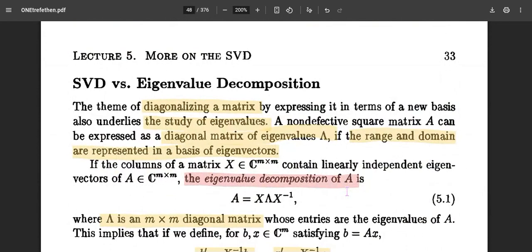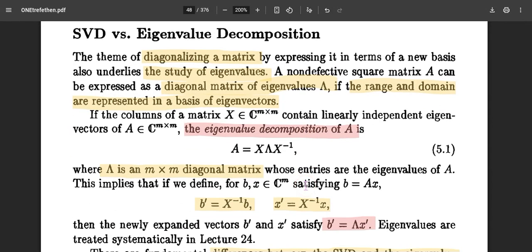So the SVD alone is not the only way of diagonalizing a matrix. It can also be done by an eigenvalue decomposition. The diagonal matrix need not consist only of singular values from the SVD. It can also consist of eigenvalues, where the range and domain are represented in a basis of eigenvectors. We will come to what eigenvalues and eigenvectors are in a later video. Here, briefly, in terms of eigenvalue decomposition, a matrix can be expressed as A = XΛX^-1, where X is a set of linearly independent eigenvectors and Λ is a diagonal matrix whose diagonal entries are the eigenvalues of the matrix A.